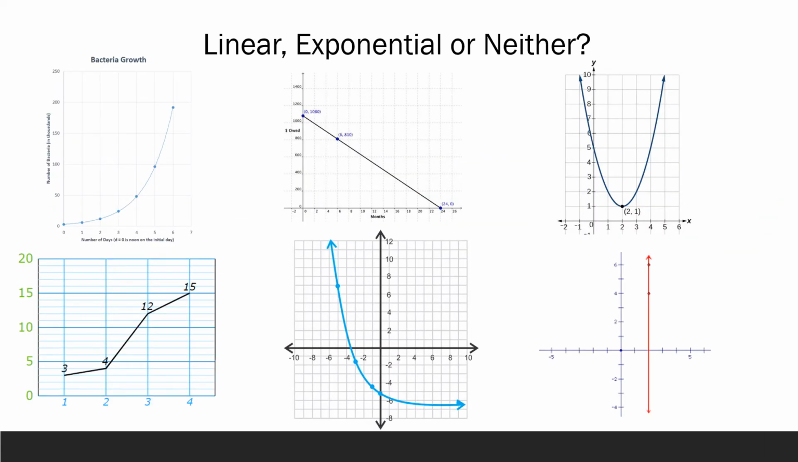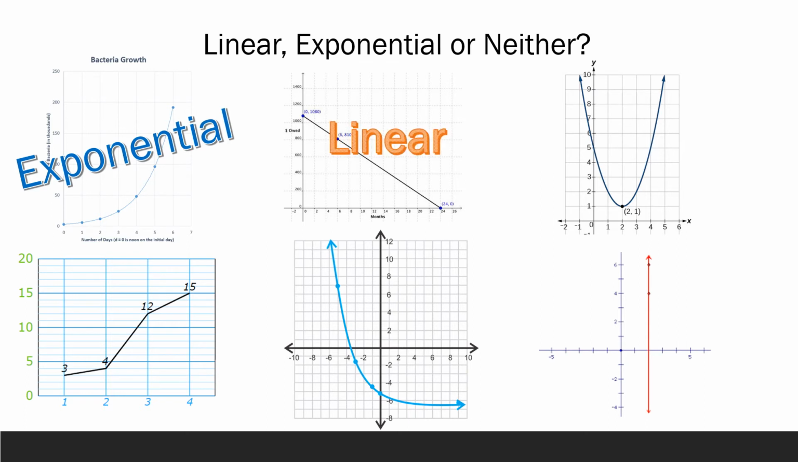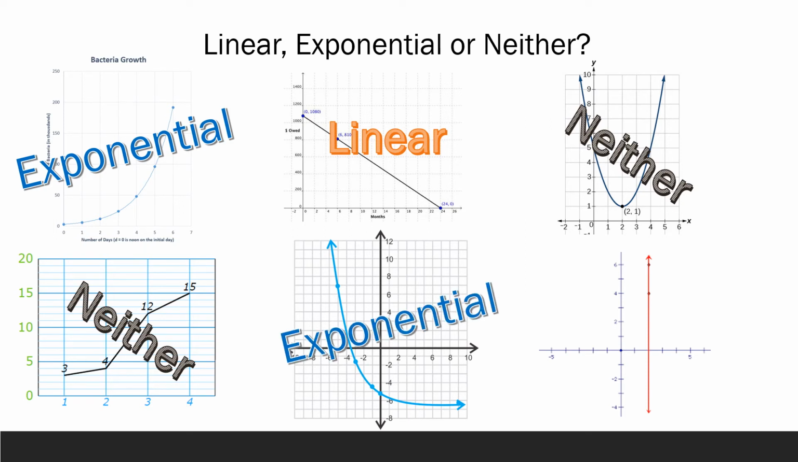So let's see if we can decide whether these are linear, exponential, or neither. Well, the first graph looks like exponential growth, so that would be exponential. This looks like a straight line, so this would be linear. This one doesn't look like either, so this would be neither. This here sort of looks linear, but it's not one straight line, so this would also be considered neither. This next one is exponential decay, so that would be exponential. And this one's a completely vertical line, so this one here would be linear.